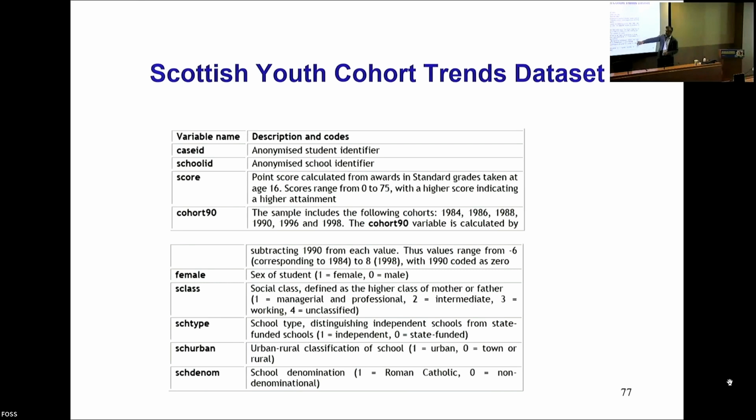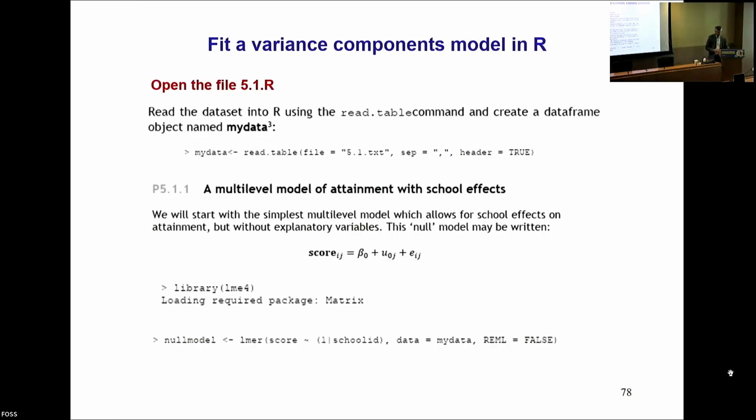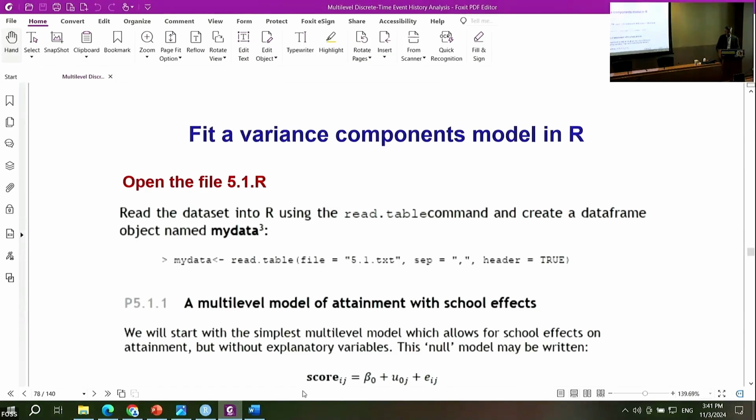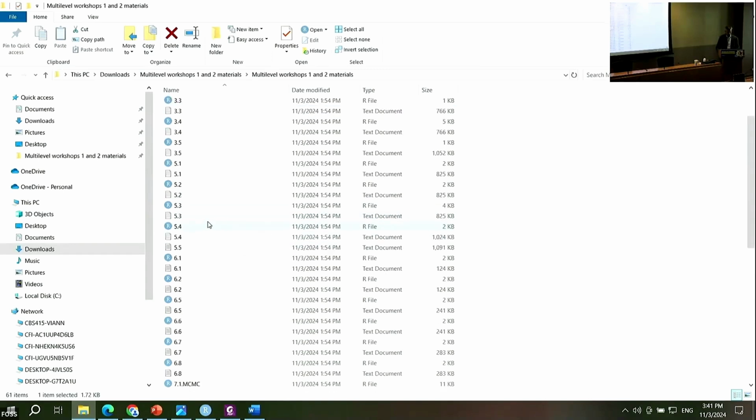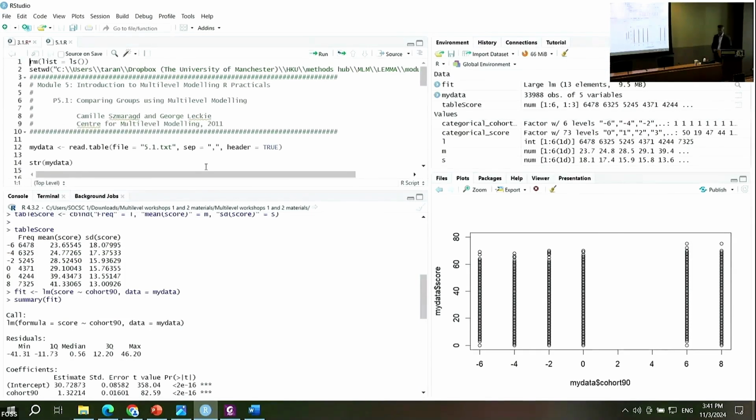So these are characteristics of the school, so level 2, and these are characteristics of the individual student: which cohort they belong to, whether they were female or male, or which social class. So let's fire up R again. And this time, let's open up file 5.1R, double click on that, and it will open up the R script file.